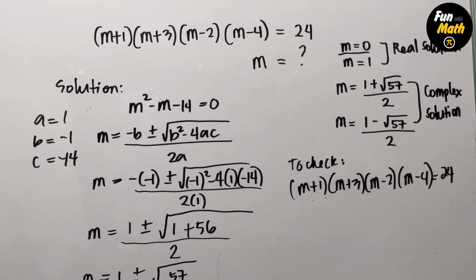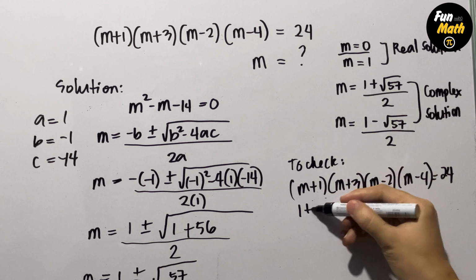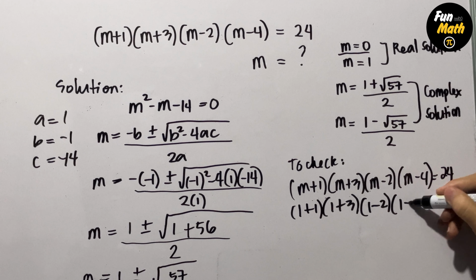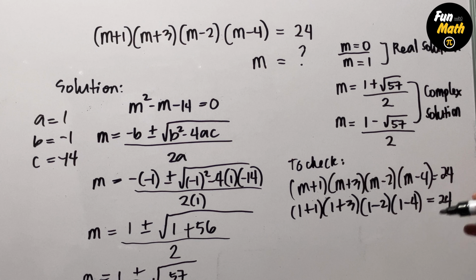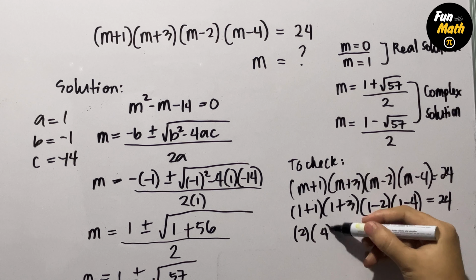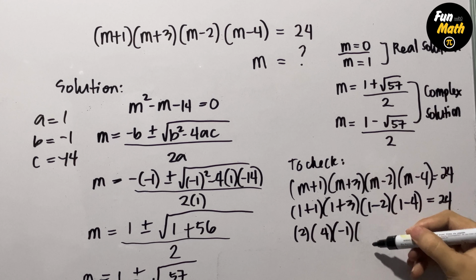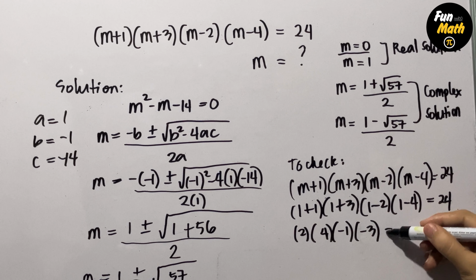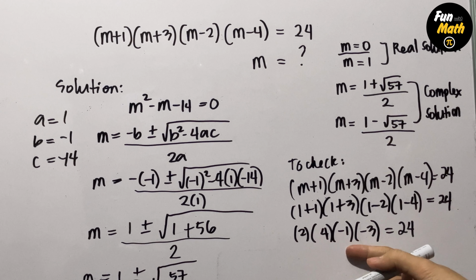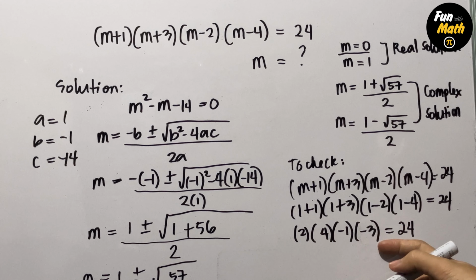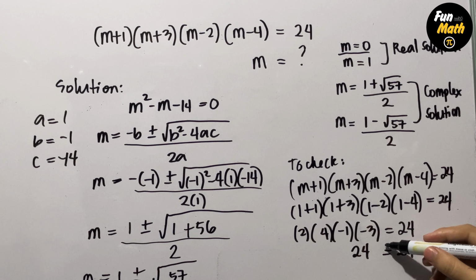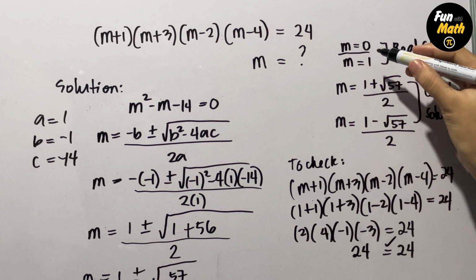Other one, if m is equal to 1, so 1 plus 1 times 1 plus 3 times 1 minus 2 times 1 minus 4 is equal to 24. And then 1 plus 1 is 2 times 1 plus 3 is 4 times 1 minus 2 is negative 1 times 1 minus 4 is negative 3 equals 24. 2 times 4 is 8. 8 times negative 1 is negative 8. Negative 8 times negative 3 is positive 24 equals 24. So they are equal. And that means 1 is correct.